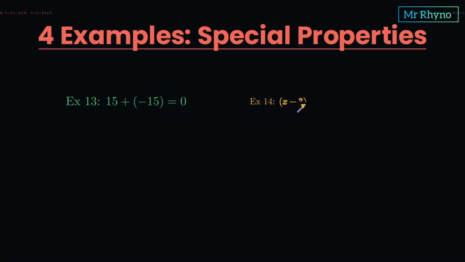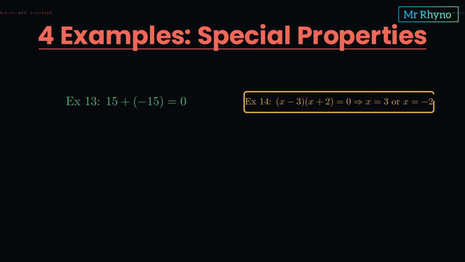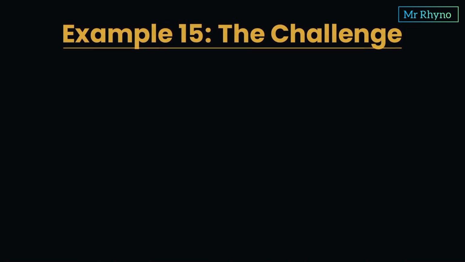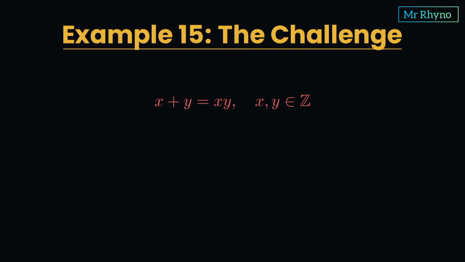Example 14. Zero product. If x minus 3 times x plus 2 equals 0, then either x equals 3 or x equals -2. That factoring trick, turning an equation into two things multiplying to 0, is exactly how we're about to crack our opening puzzle. Finally, back to the puzzle we opened with.